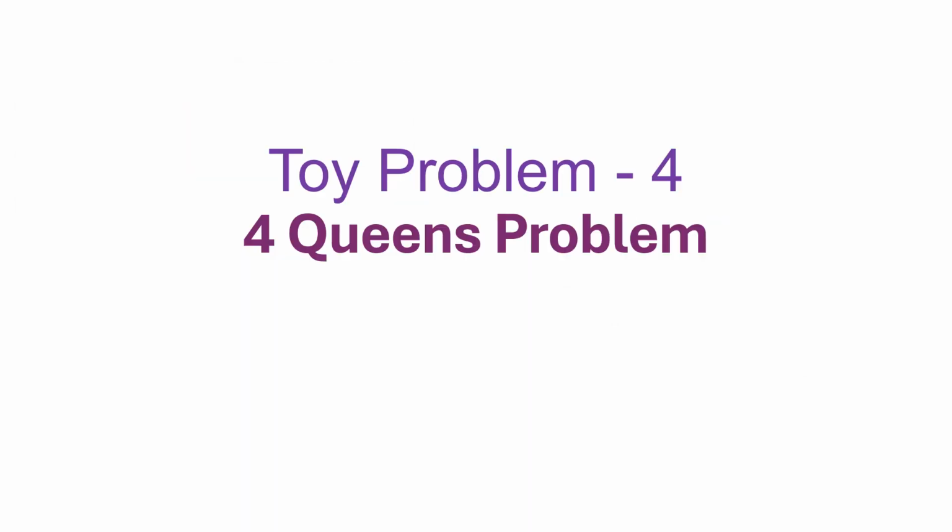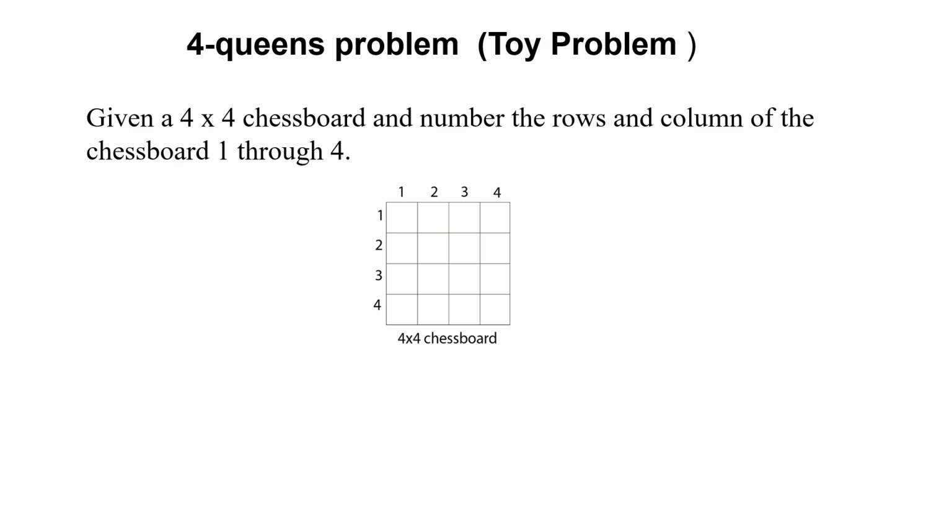Then the next toy problem is the 4 queens problem. We also have the 8 queens problem, the n queens problem. We'll take the simple one, the 4 queens problem. Here the problem description is that we have a 4 by 4 chessboard with rows numbered 1 to 4. We have to place 4 queens in this grid in such a way that they should not attack each other. That means they should not be placed in the same row or same column or diagonally.